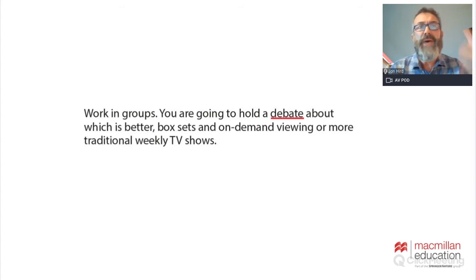This is based on a reading, I think it's an internet debate, an internet thread, where people are giving their pros and cons of this. So it's scaffolded. The students have got some ideas before they have their debate.